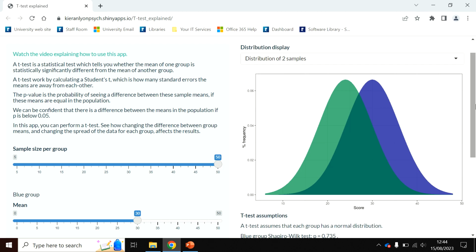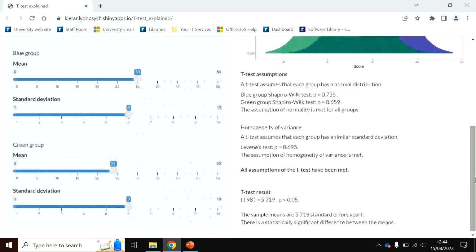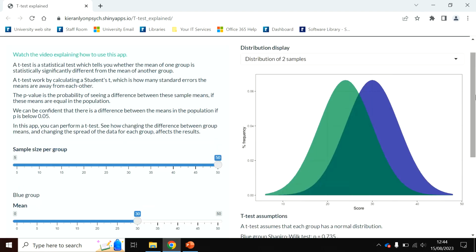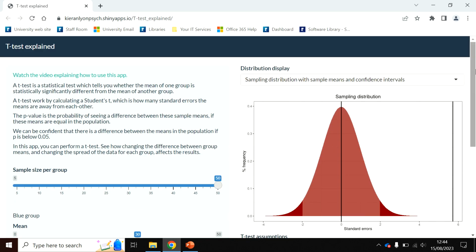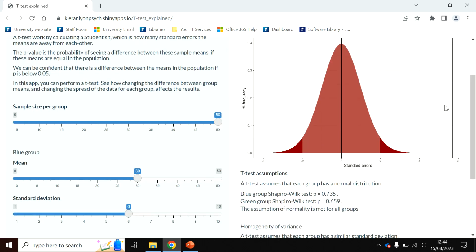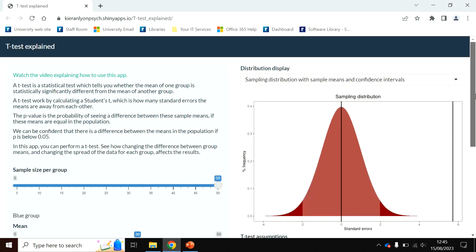And what I'd like you to do now is change the mean and the standard deviation to see how this affects the results, as well as changing the sample size. And what I'd also like you to do is go to this display here where it's showing the sampling distribution and find out at which t-statistic the difference becomes significant. And so that's t-tests explained.